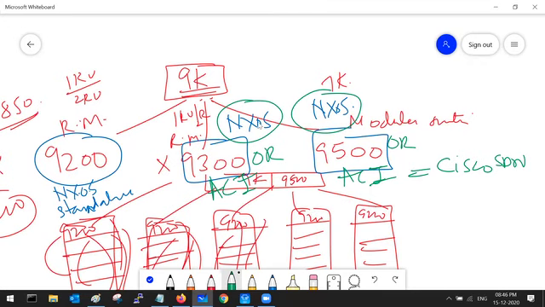If you're installing NX OS, then it's going to work like a regular CLI switch. If you're installing ACI operating system, then it's going to be used for Cisco SDN. Right? Nexus 9200 does not support ACI.